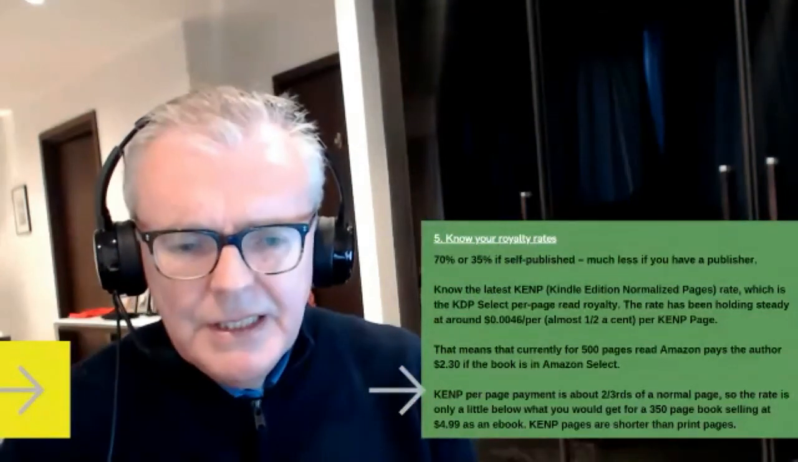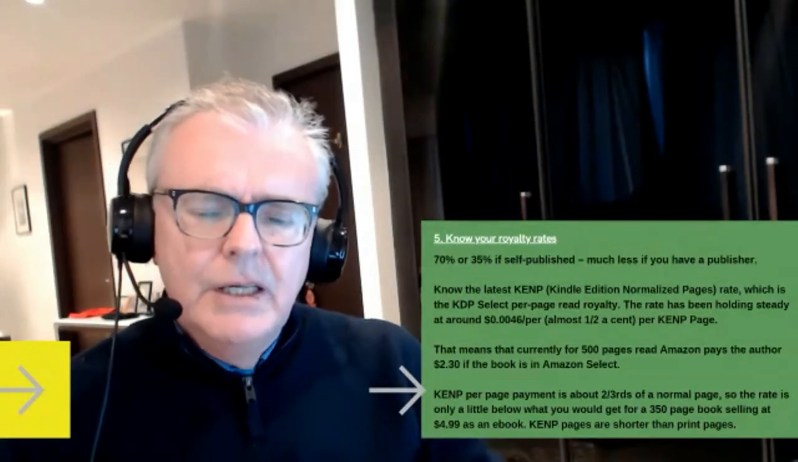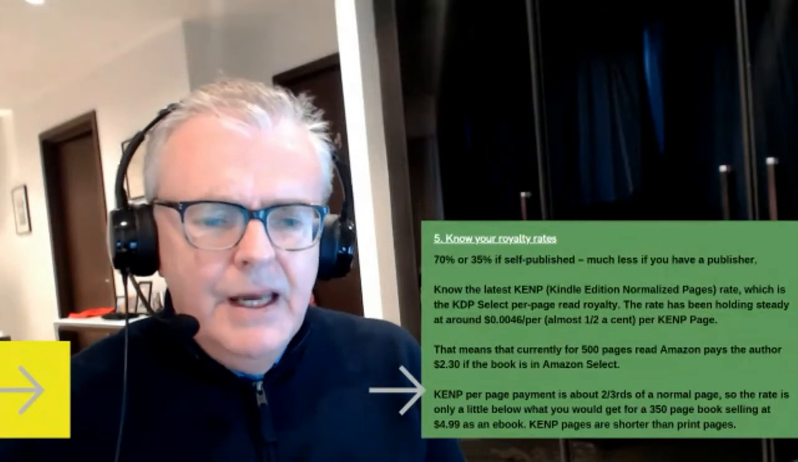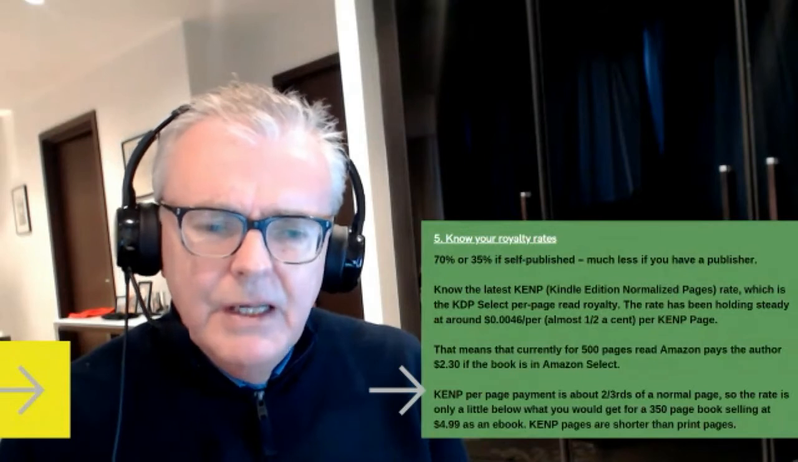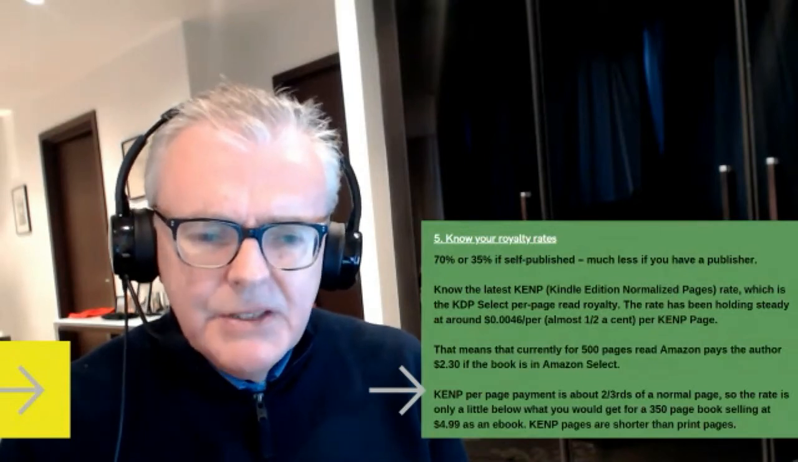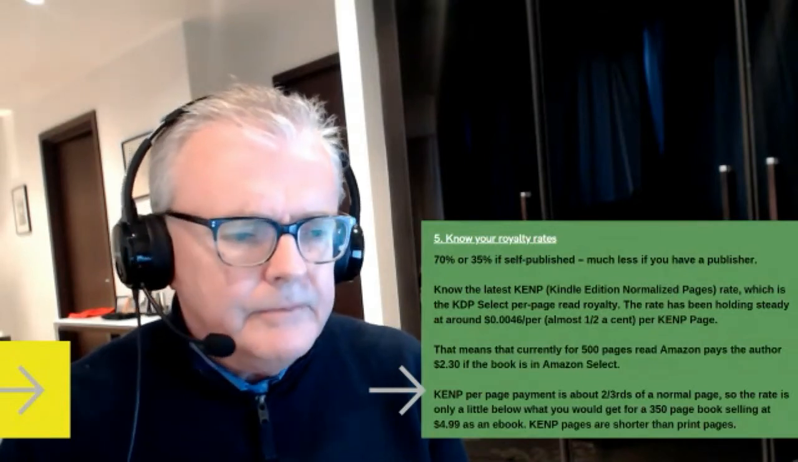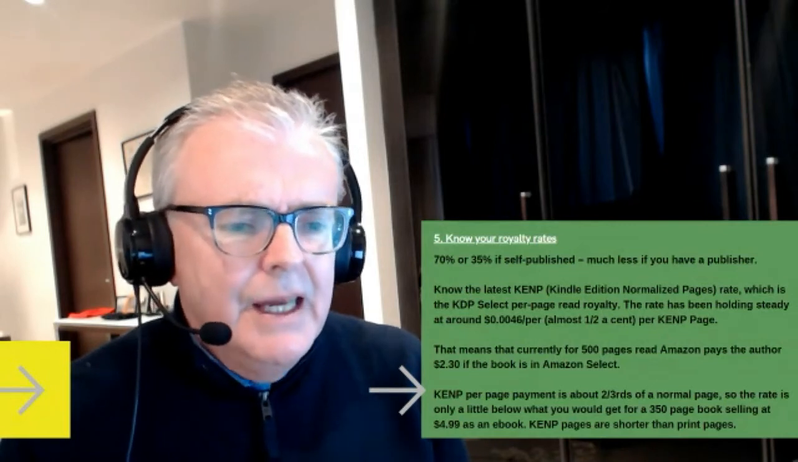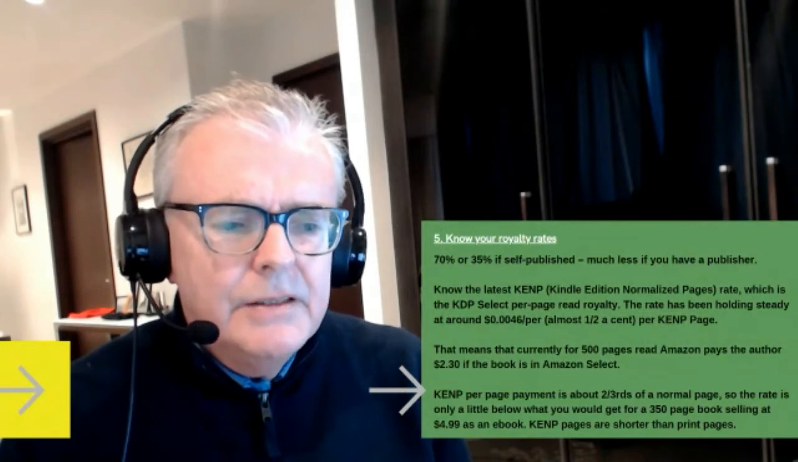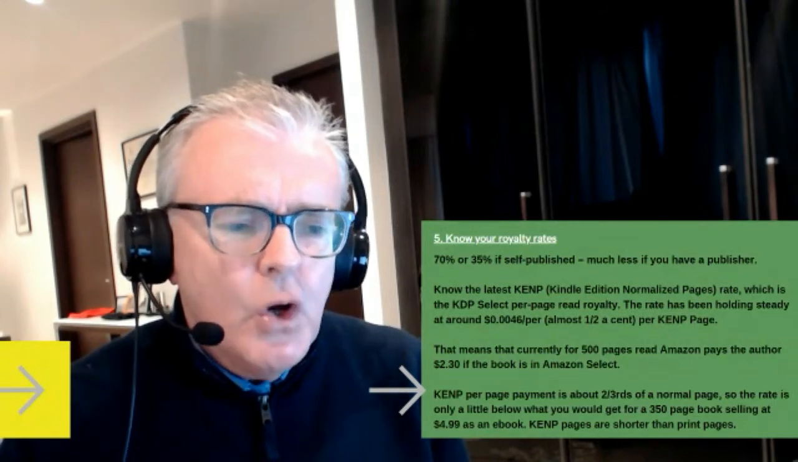Each period in Select is 90 days, so you can change it after 90 days. Again, that gives it access to the 140 million Prime customers who have free access to Prime Reading. So the latest KENP page rate has been holding steady at around 0.0046. That's all of $1.